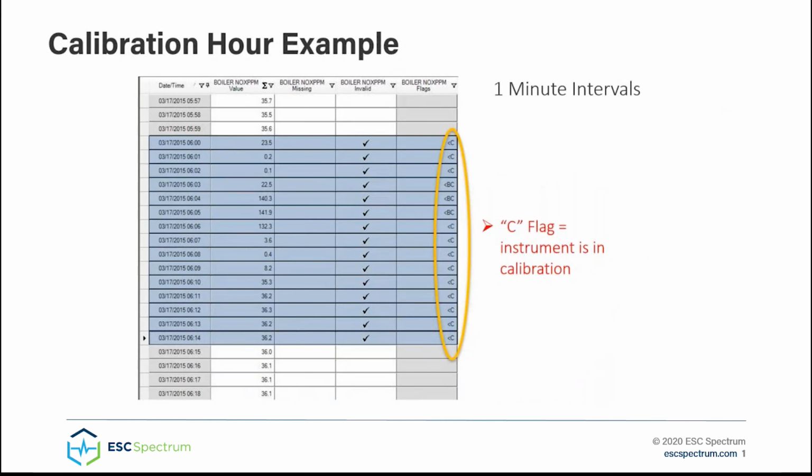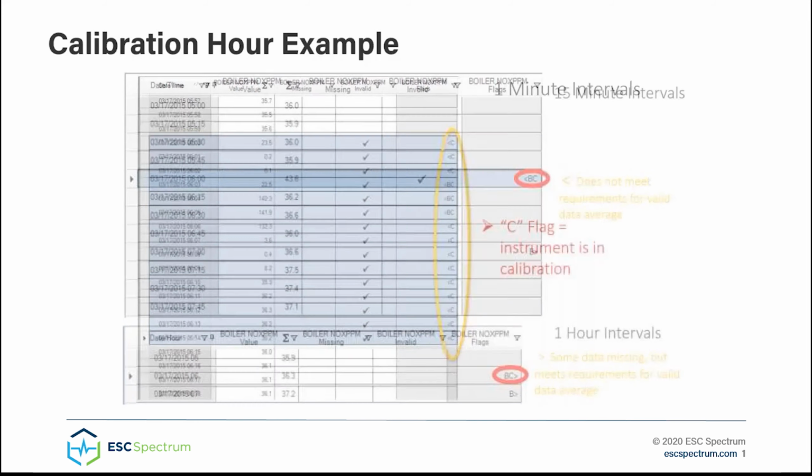Using StackVision's Data Lab, here's an example of what that might look like in your DAS. In Data Lab, the C flag means the analyzer was in calibration, and the less than symbol means the interval was not valid. Here we can see that the calibration started at the start of hour 6 and ended at 6:15.